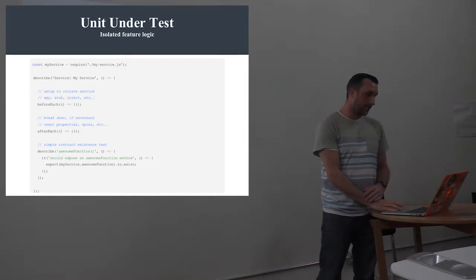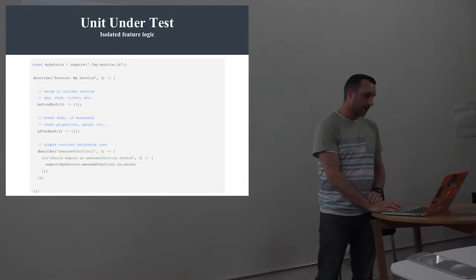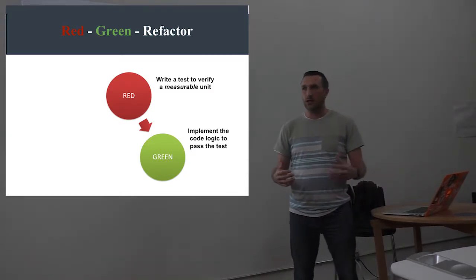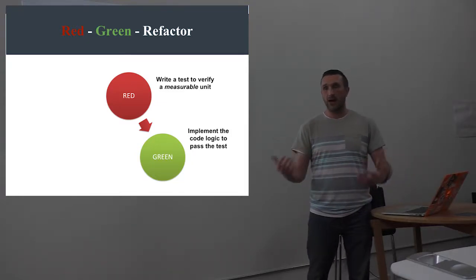And from there, we have a failing test. We run this test, it will fail because nothing exists yet. The next stage is the green stage. So our goal at this stage is to write the logic and the actual code to pass that test.